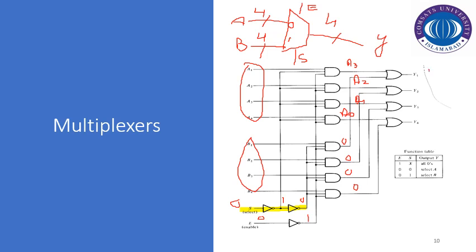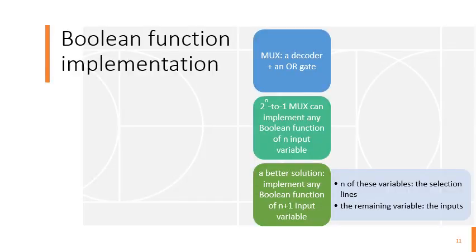So now the output is A3, A2, A1 and A0. These four outputs should appear when the select line is equal to 0. And if we make the select line 1, then the value of B should be moved to the output. So these are the multiplexers.